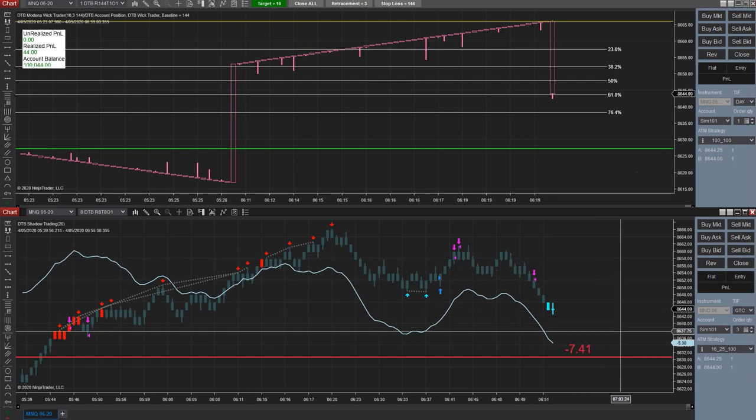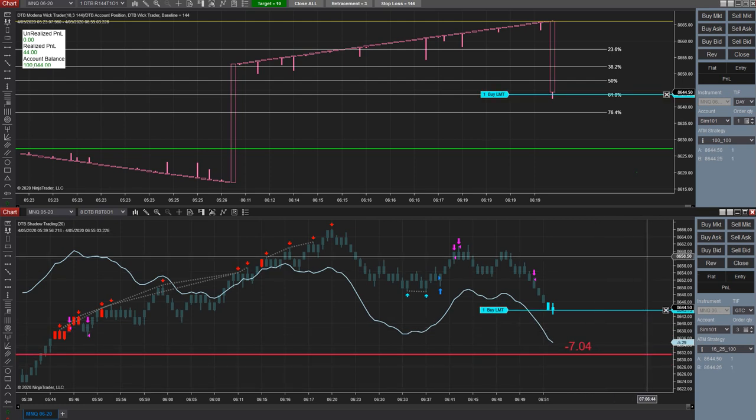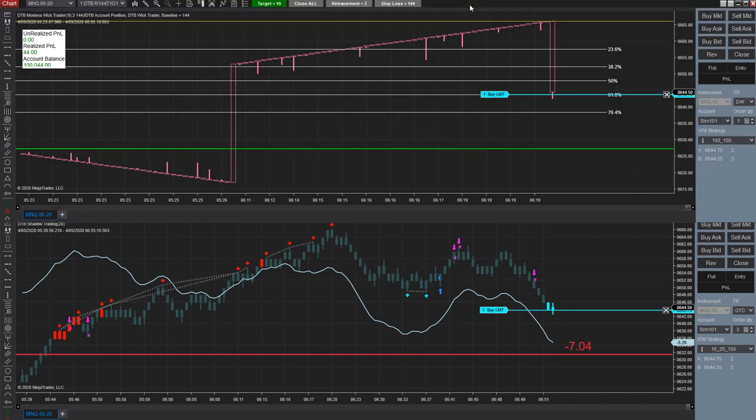and there we go. So that's the first limit order that's been put in place by the strategy. So let's see that being filled.